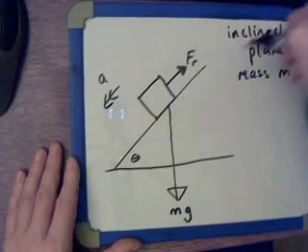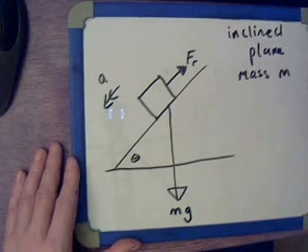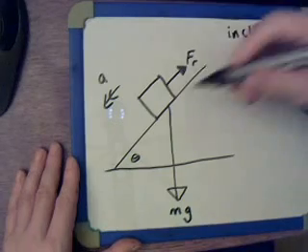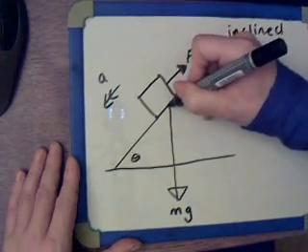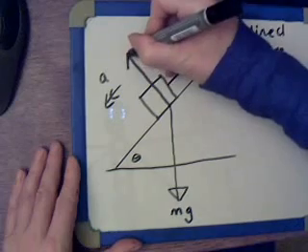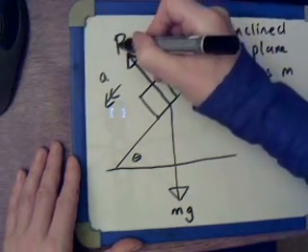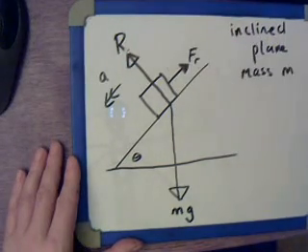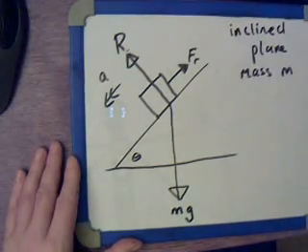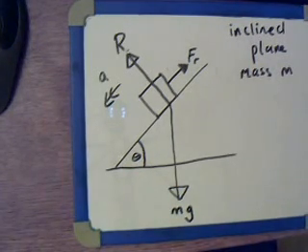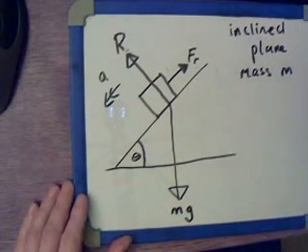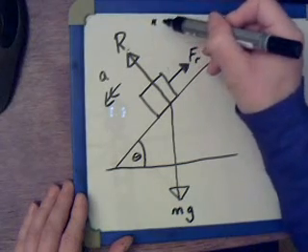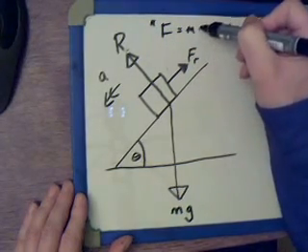Now, of course, there'll be a reaction force that acts normal to the surface, and therefore we'll have a reaction force acting there as R. Now, there's no other forces acting on there. We have friction, the reaction force, and the weight acting down. So now we're going to apply Newton's second law. The resultant force equals mass times acceleration, so I'll put that F equals ma.